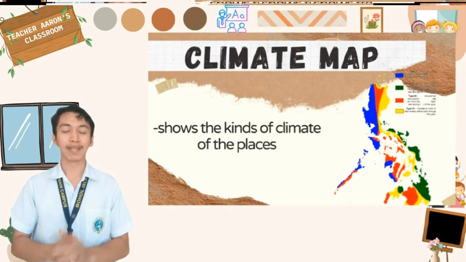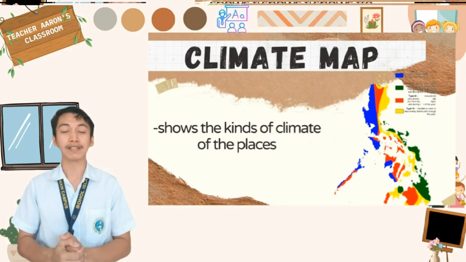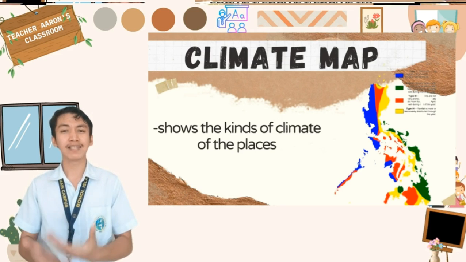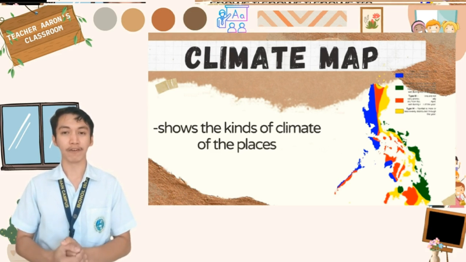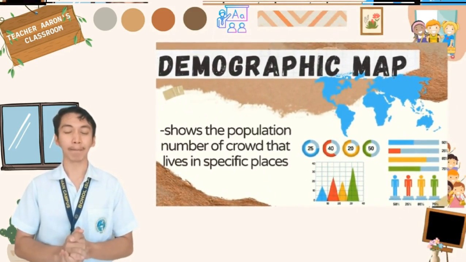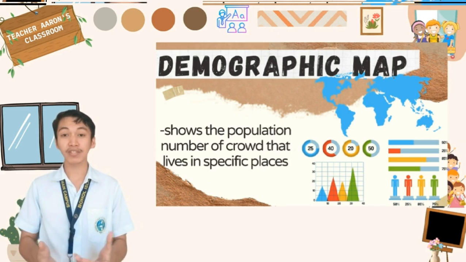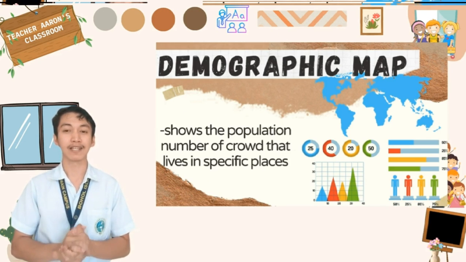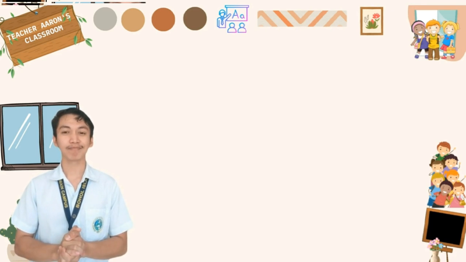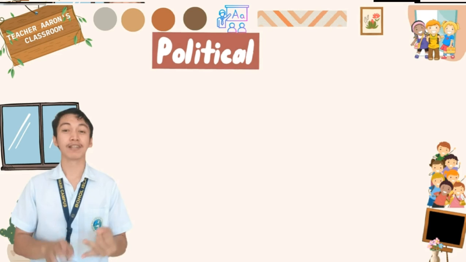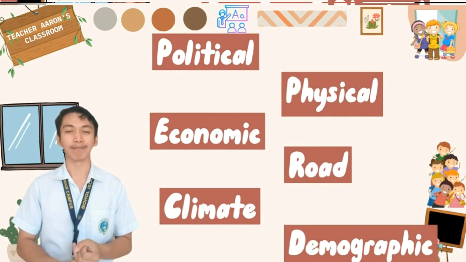Next is the climate map. This map shows the kinds of climate in specific locations or places. For example, in the Philippines, this map will let us know what kind of places usually suffers drought or what places are usually affected with rainfalls. And lastly, we have demographic map. This map shows the population number or crowd that lives in a specific area. So this shows the population density of a specific place. So, have you grasped it? Again, what are the types of map? Yes, we have the political map, the physical map, economic map, road map, climate, and the demographic map.